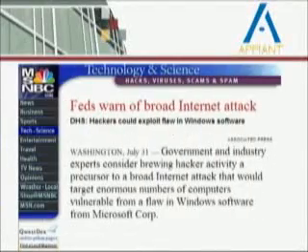On July 31st, feds warn of a broad internet attack. Government and industry experts consider brewing hacker activity a precursor to a broad internet attack that would target enormous numbers of computers vulnerable from a flaw in Windows software from Microsoft Corporation.